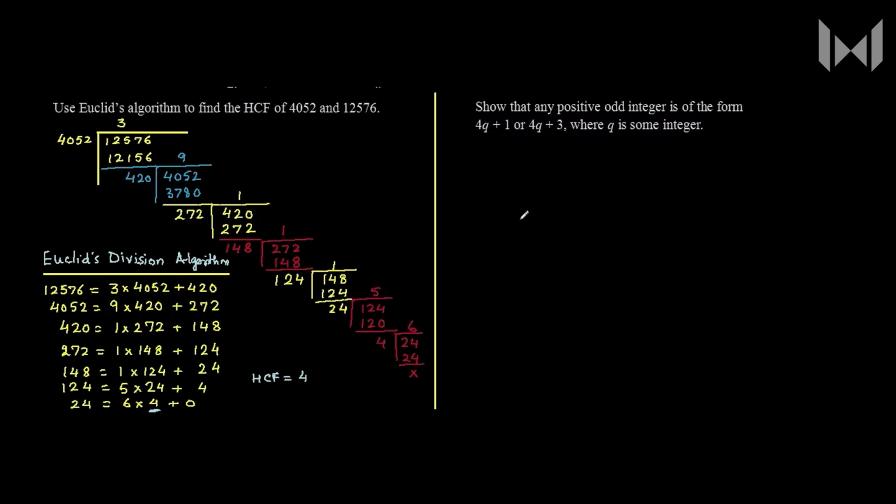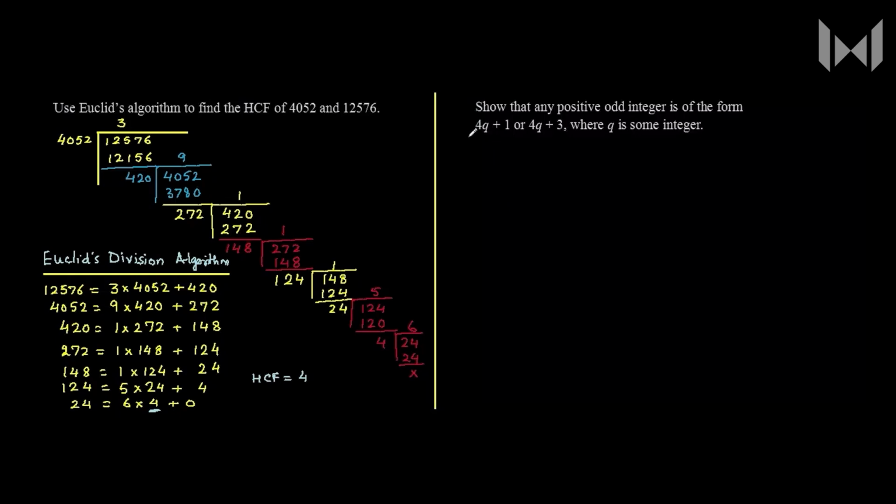Show that any positive odd integer is of the form 4q plus 1 or 4q plus 3. Now over here one thing is very clear, that whatever be the number, we are dividing it by 4. Now according to the remainder rule, when you are dividing by 4, the remainder must be smaller than 4. So over here the probable remainders are 0, 1, 2 and 3.